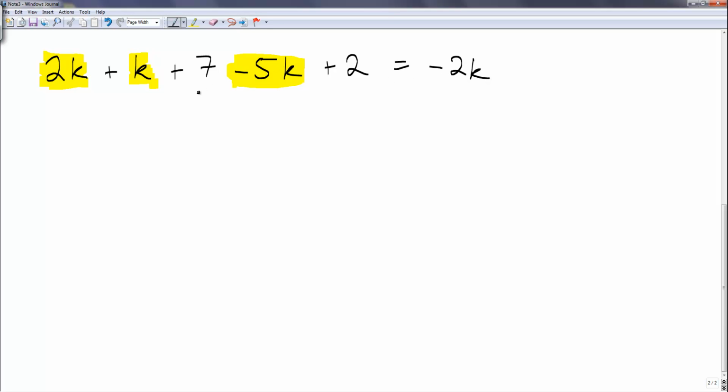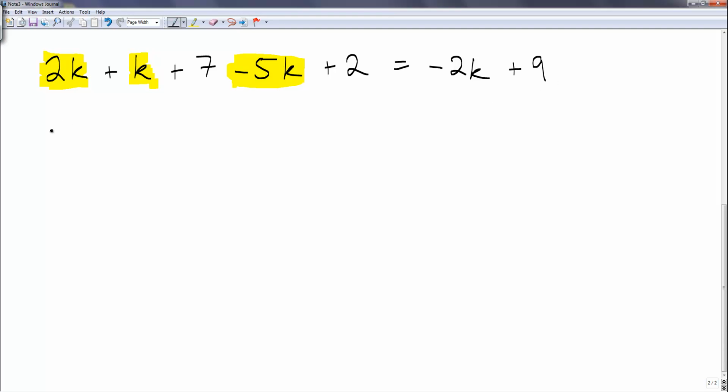And then let's do the numbers. Plus 7 plus 2 is plus 9. And this is the answer because we can't simplify it anymore. The k's are over here and the numbers are over here.